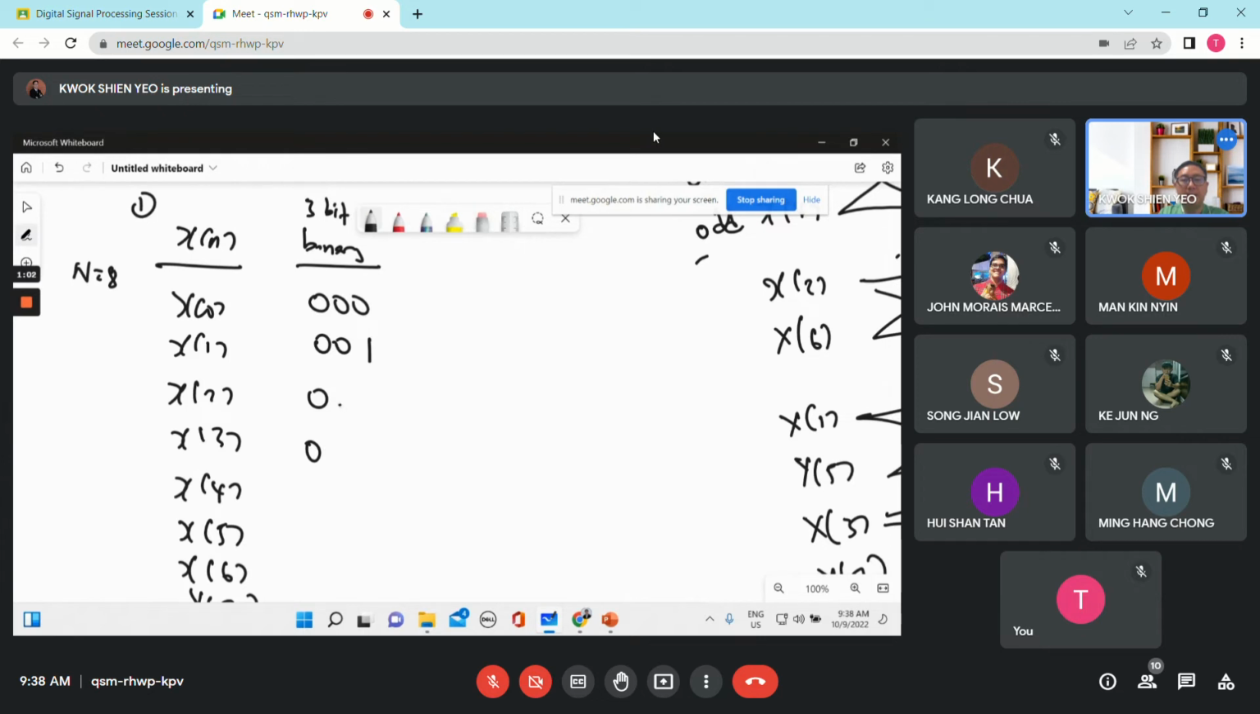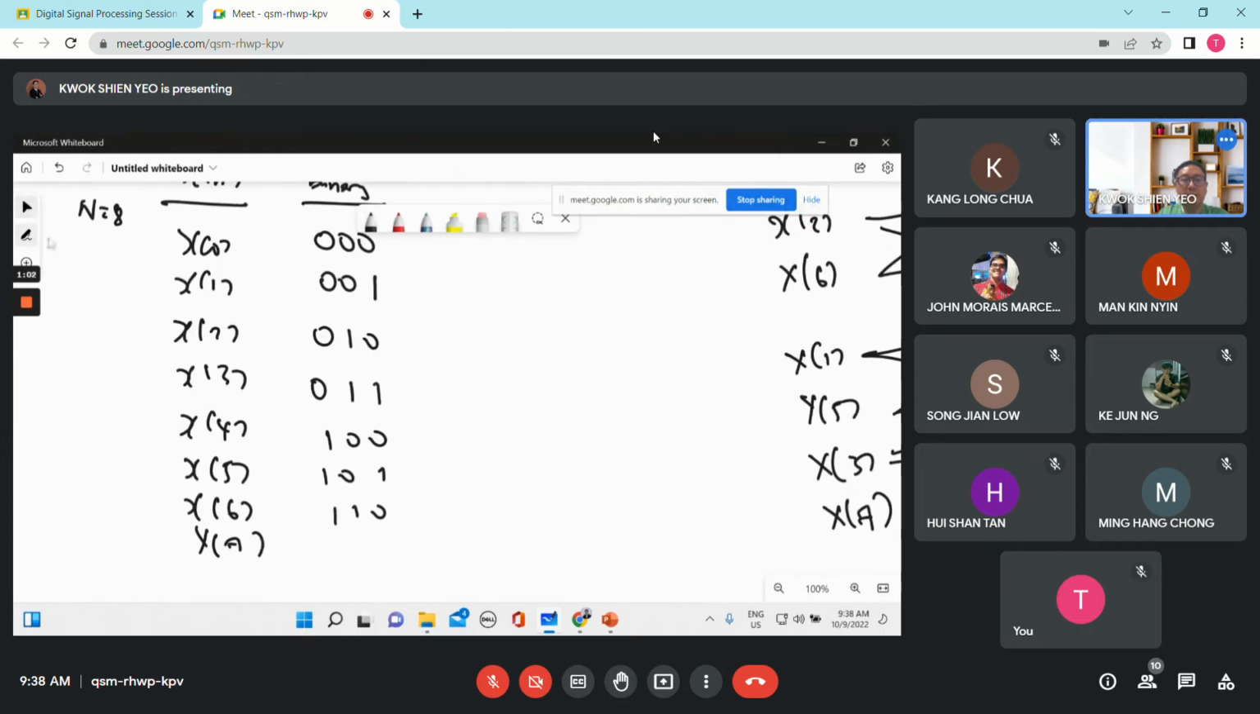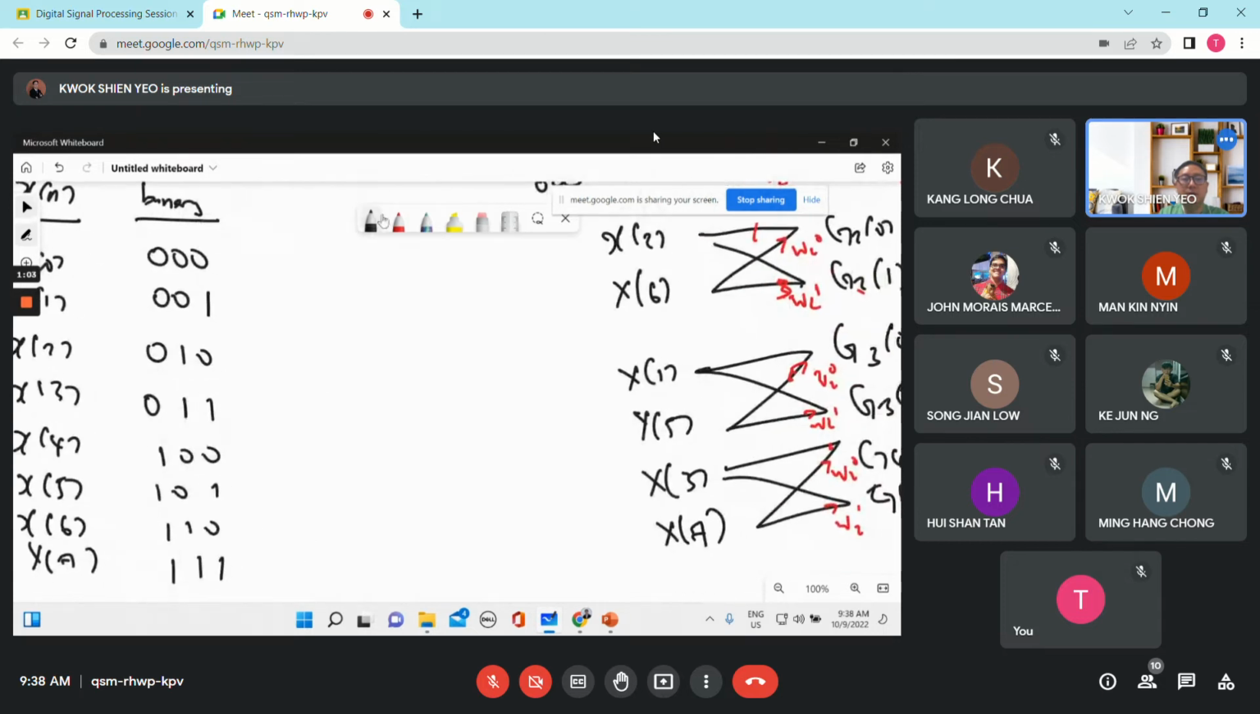Okay, 0, 1, 0, 0, 1, 1, 1, 0, 0, 1, 0, 1, 1, 1, 0, and 1, 1, 1. Okay. Then you reverse it, right? You do a reversal, right? So reverse it. Okay, so just fold it lah.